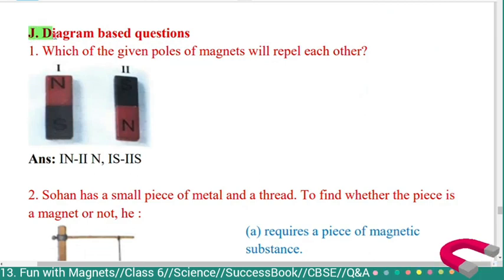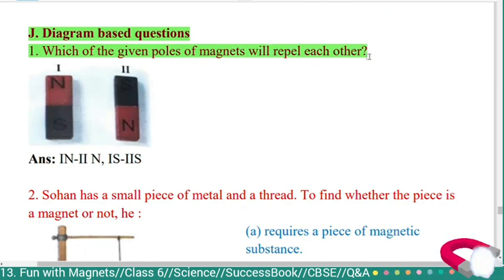Next, main J, diagram based questions. First question: which of the given poles of magnets will repel each other? Answer: the north pole of the first magnet and the north pole of the second magnet will repel. Even the south pole of the first magnet and the south pole of the second magnet will also repel. North and north, south and south poles will repel each other.